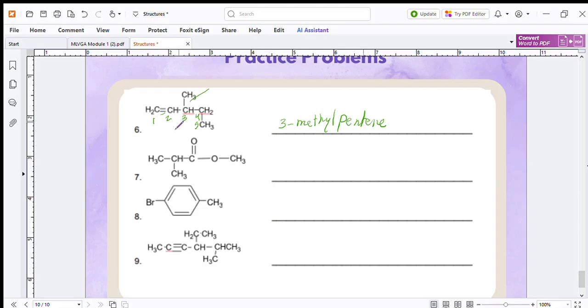Pag hindi siya sa number 1, kailangan natin sulatin yung location na kung saan. Ito ba ay number 2, number 3, at ganun. So, it is 3-methylpentene. Okay, guys. So, when it comes to number 7, meron po tayong functional group and we have then branching. So, we'll start the numbering from the functional group, of course.